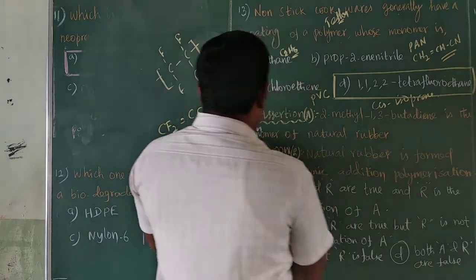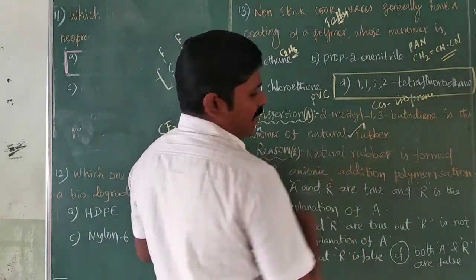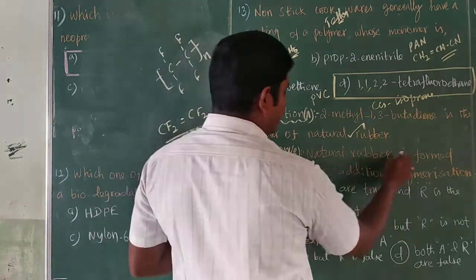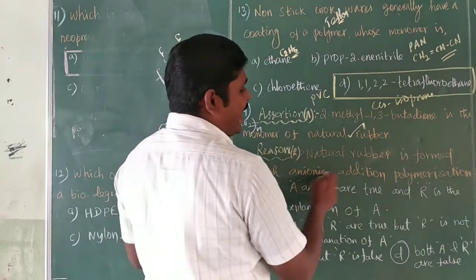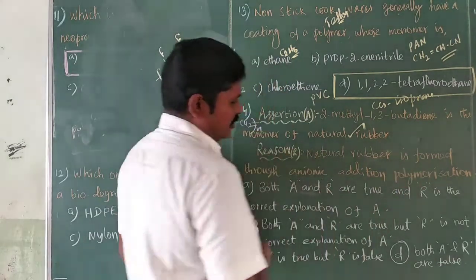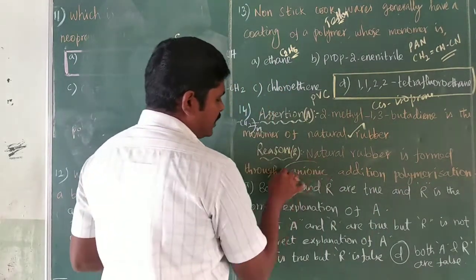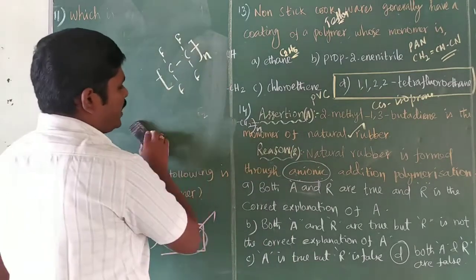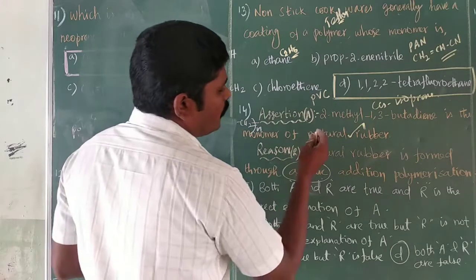Cis-isoprene is the monomer of natural rubber. So that is correct. The reason, that natural rubber is formed through anionic addition polymerization, is wrong. The reason is wrong. Okay, the monomeric unit of isoprene.